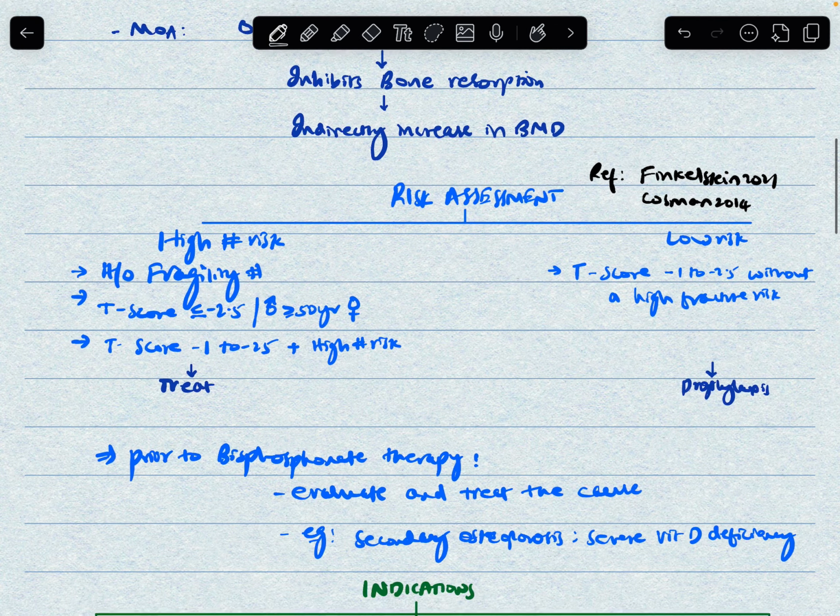Before we initiate the bisphosphonate therapy, one has to evaluate and treat the cause of osteoporosis. For example, severe vitamin D deficiency can cause secondary osteoporosis. In these scenarios, one has to treat the vitamin D deficiency with supplements before initiating the bisphosphonate therapy. Now let's look at the different indications for bisphosphonate therapy.